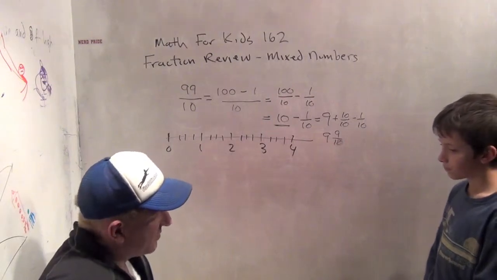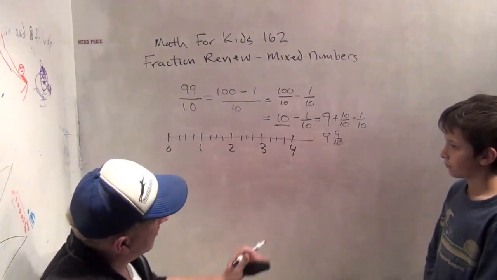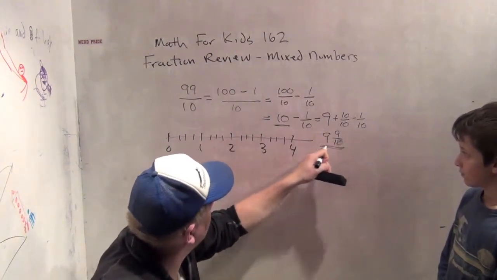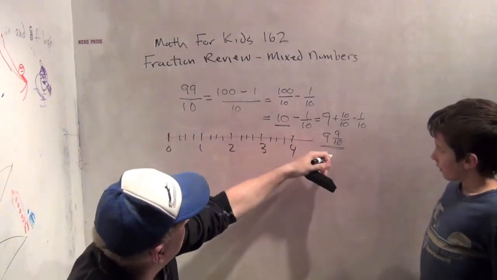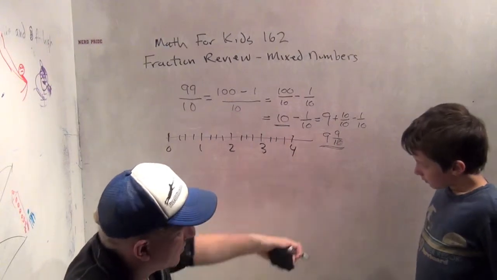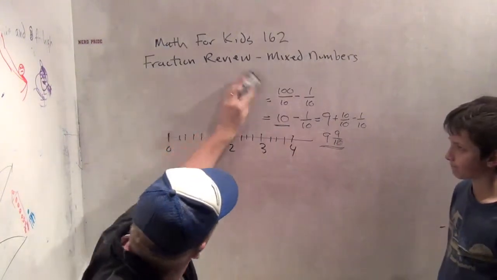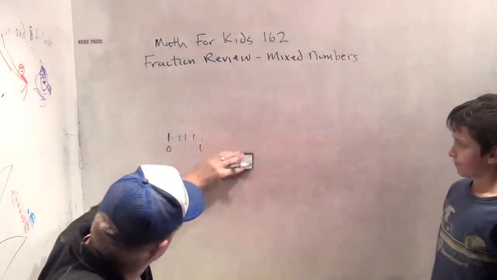Now we're just going to do a bunch of examples of either converting from numbers like 9 and 9 tenths to a fraction, or converting from a fraction back to what's called a mixed number. Okay, you ready? Yep. All right, let's see how this goes.